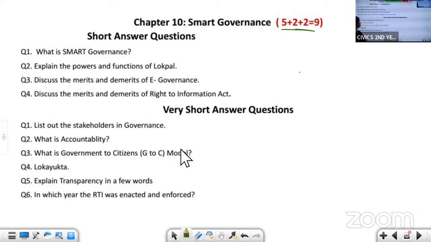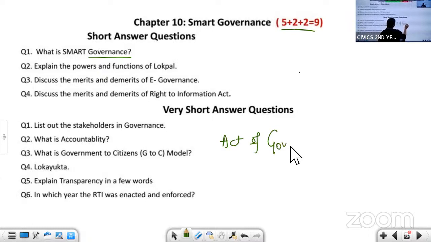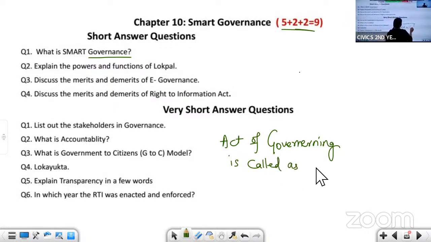Now, before going into the chapter, let us discuss what is governance. What do you mean by governance? Governance is the act of governing. Act of governing is called governance. So what the government does, it governs us. That is governance.